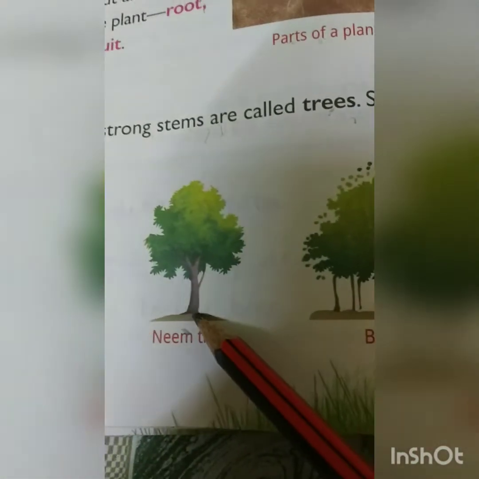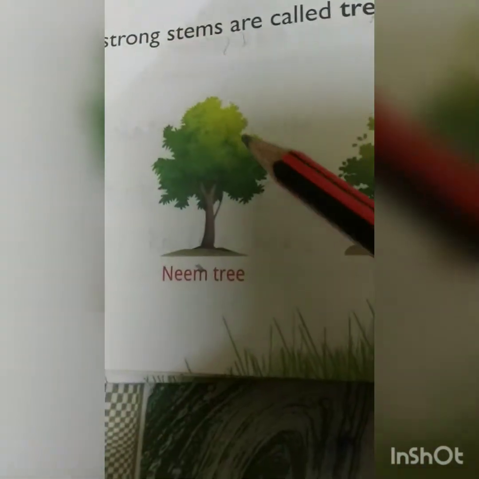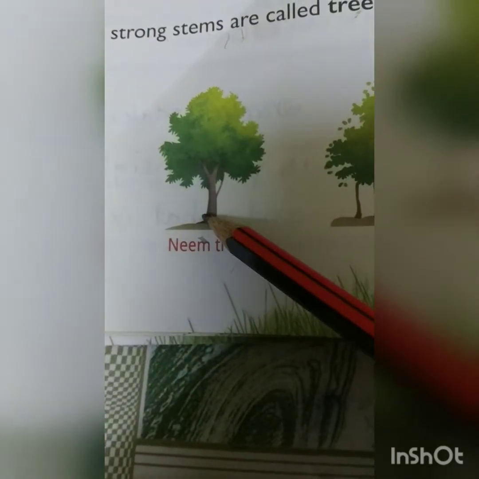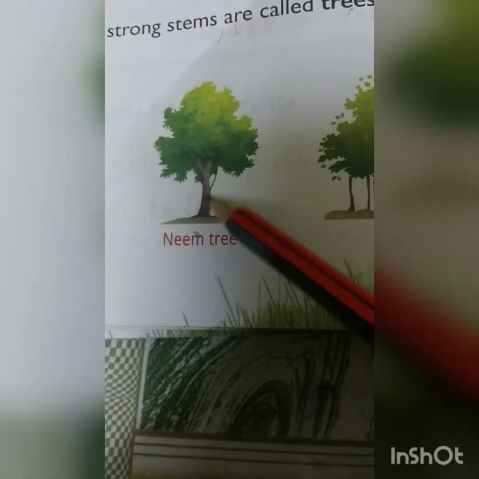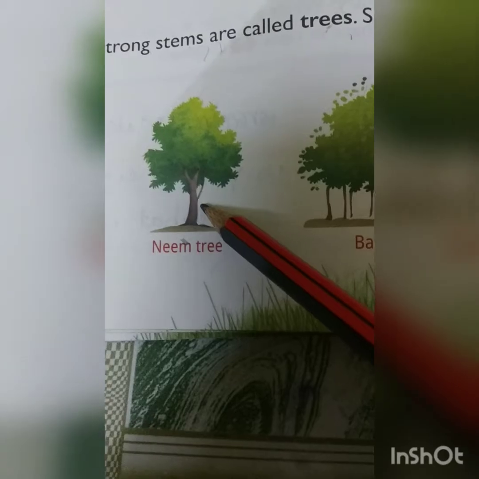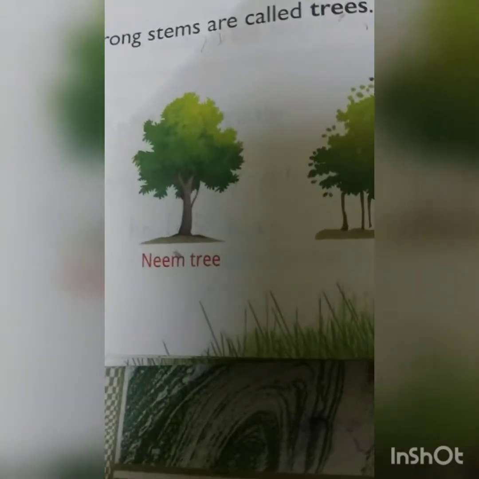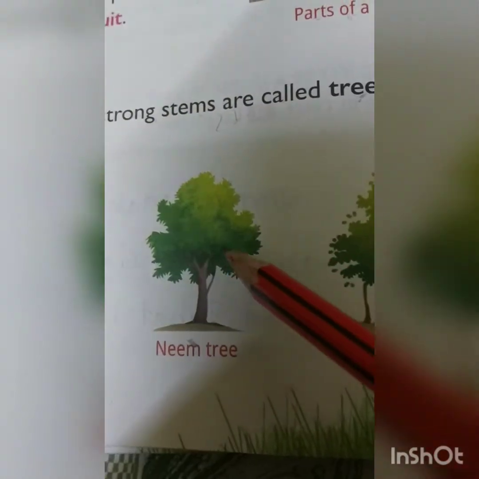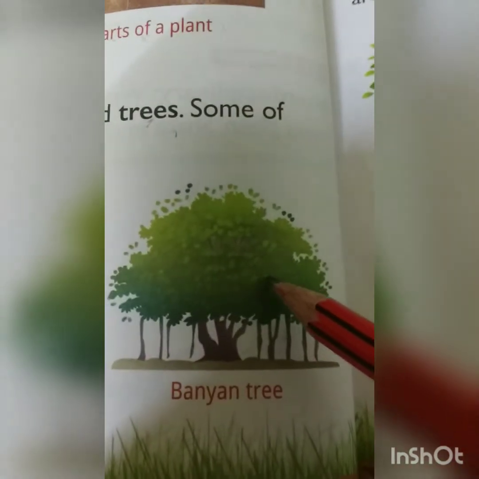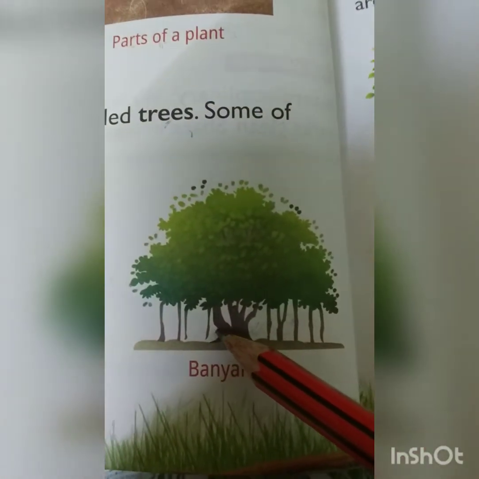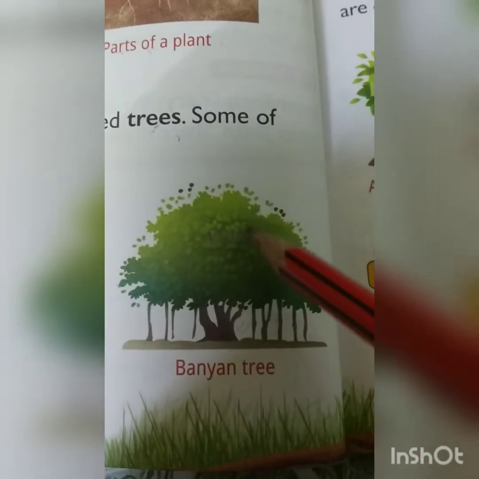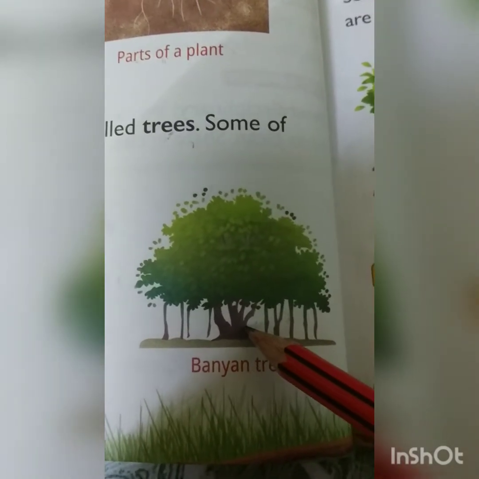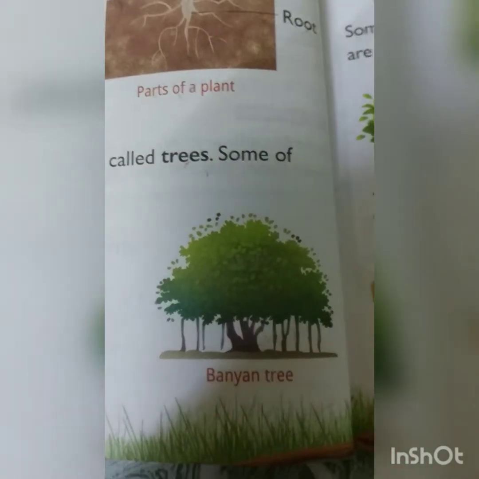Next one, Neem tree. It also has a very tall, thick and strong stem. It will not fall. So this is Neem tree. Next, Banyan tree. Look at this stem, very strong, thick and tall. So it is called Banyan tree.